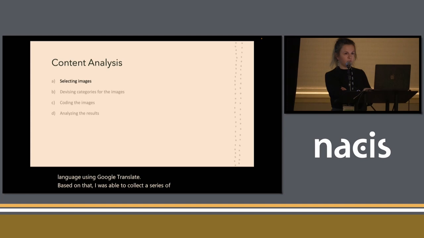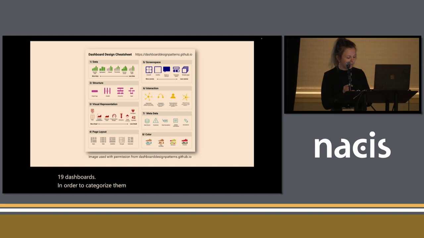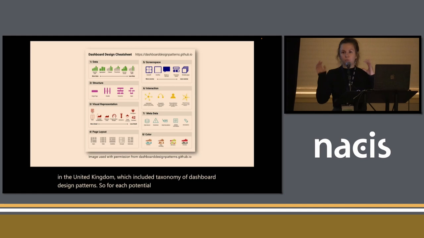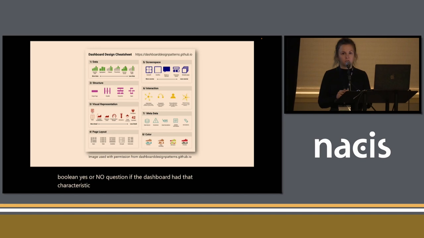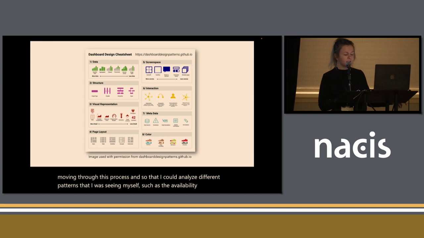In order to categorize them, I relied heavily on a paper from Benjamin Bach and other human-computer interaction researchers in the United Kingdom, which included a taxonomy of dashboard design patterns. So for each potential feature or layout, I wrote a Boolean yes or no question if the dashboard had that characteristic. I added a few codes to Bach's taxonomy as I was moving through this process so that I could analyze different patterns that I was seeing myself, such as the availability of data download buttons and language localization.